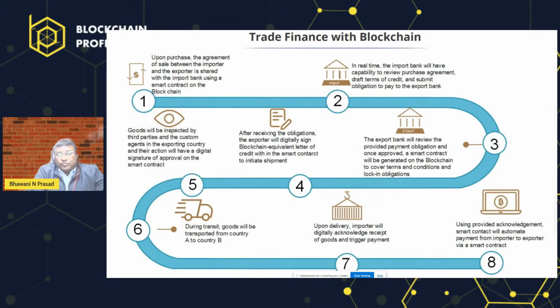During transit, goods will be transported from country A to country B. Upon delivery, the importer will digitally acknowledge the receipt of goods and trigger payment. And finally, using the provided acknowledgement, a smart contract will automate payment from the importer to the exporter. So these are the 8 steps for trade finance, and everything happens digitally, and the signature is also digital.